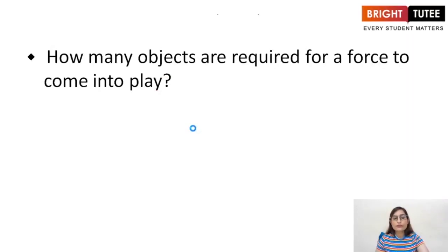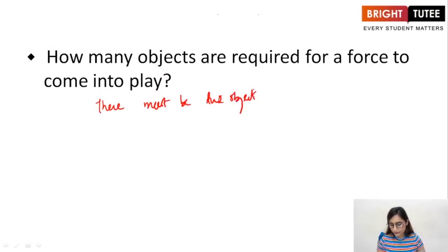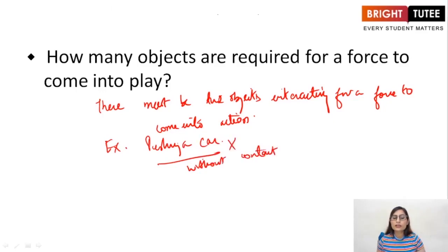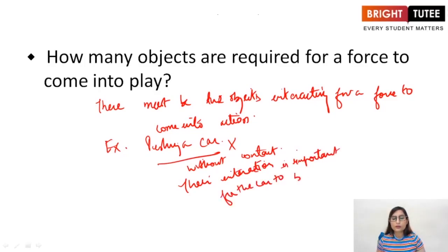How many objects are required for a force to come into play? There must be two objects interacting for a force to come into action, right? And if you give an example, you can give the example of pushing a car. You cannot push a car without contact, right? You cannot push a car without contact. So their interaction is important for the car to be moved. If your motive is to move the car, you must push it and there must be an interaction between your hands and the car so as to move the car, right?